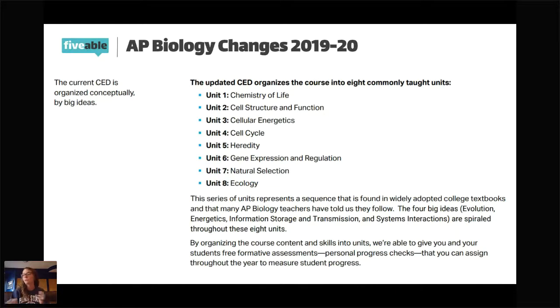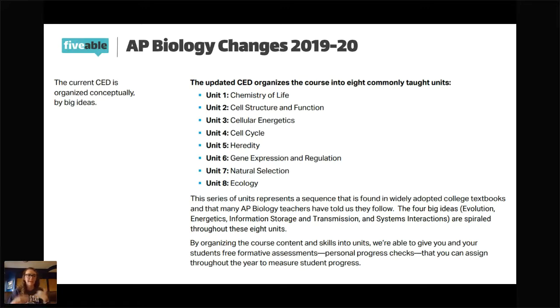Then the other major change, and obviously bringing this up because we're going to be talking about Unit 1 tonight, is that we're moving away from the big ideas. The big ideas are still really, really important. If you've spent any time looking at the course and exam description, which I have a nice hard copy binder of, which you can request a copy of, which is really helpful, you'll see we've broken it down into these units, and the big ideas are still included, just sprinkled within these 8 units. This probably represents what a lot of us were doing in our classrooms anyway, and seems to make a whole lot more sense.